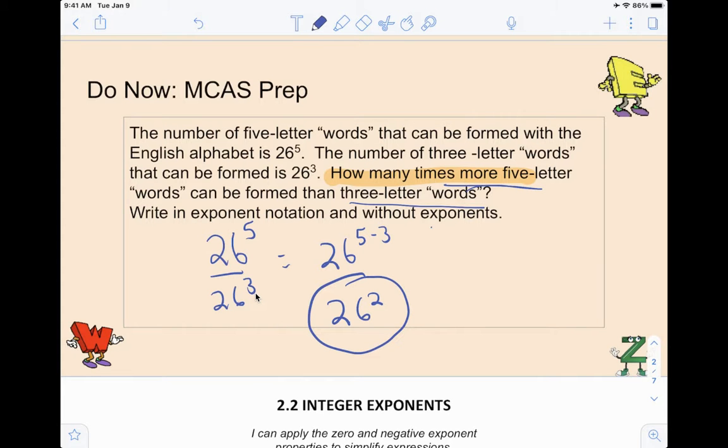Now you need to remember that 26 squared means 26 times 26. So when we multiply that together, we get 676. So 676 times more words can be formed.